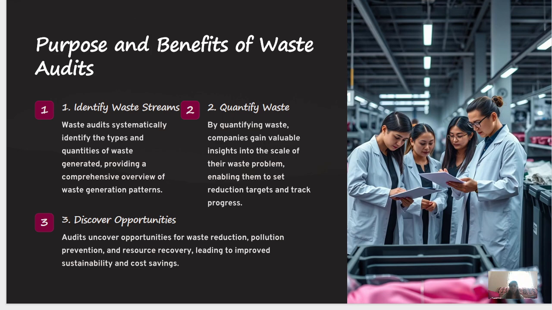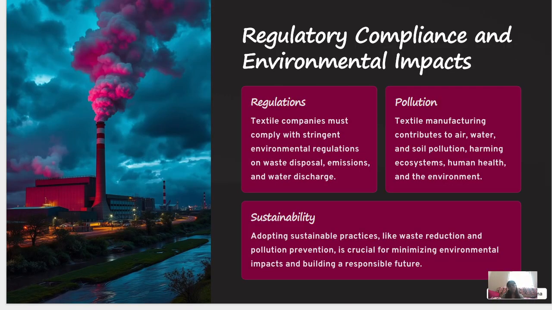Audits uncover opportunities for waste reduction, pollution prevention, and resource recovery, leading to improved sustainability and cost saving. Next is regulatory compliance and environmental impacts. What regulations do we have to follow in order to minimize these pollutions? One is regulations. Textile companies must comply with stringent environmental regulations on waste disposal, emissions, and water discharge. Next is pollution. Textile manufacturing contributes to air, water, and soil pollution, harming ecosystems, human health, and the environment.